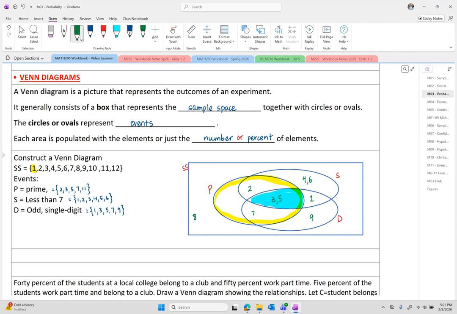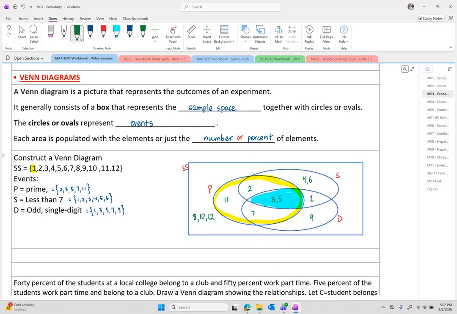The number 10 is neither a prime nor a number less than 7 nor an odd single digit. So it has to be within the sample space but outside of all the 3 events. The number 11 is a prime number only. It's not less than 7 and it's not an odd single digit number. So it's going to go inside the prime bubble but outside the other 2 bubbles. And finally 12 is neither of the 3 and it's going to go outside.